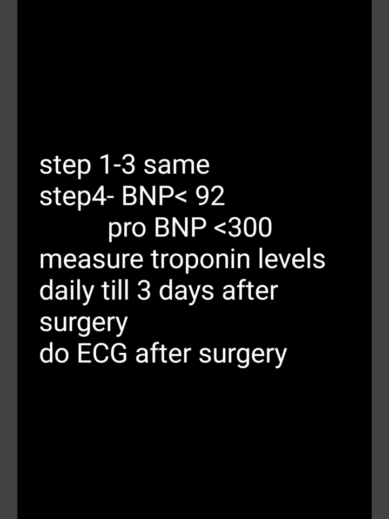Canadian guidelines for optimization and risk stratification in cardiac disease. Steps 1 to 3 same. Step 4: BNP less than 92, pro-BNP less than 300. Measure troponin levels daily till 3 days after surgery. Do ECG after surgery.